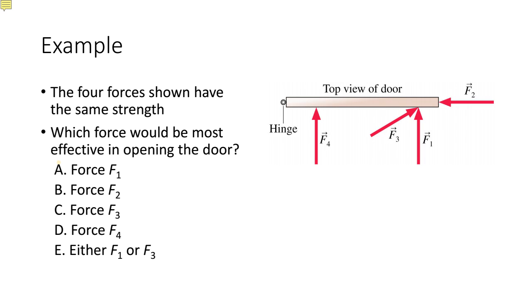And you'd be correct if you said force 1, because force 1 is being applied perpendicularly to the door, and it has a large radius. Force 4 would also open the door, but since it has a smaller radius, it would not be quite as effective. Force 2 would have no effect because it's at 0 degrees. So this would cancel out and create 0 torque.